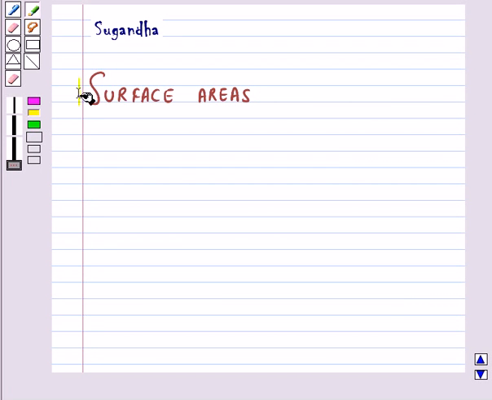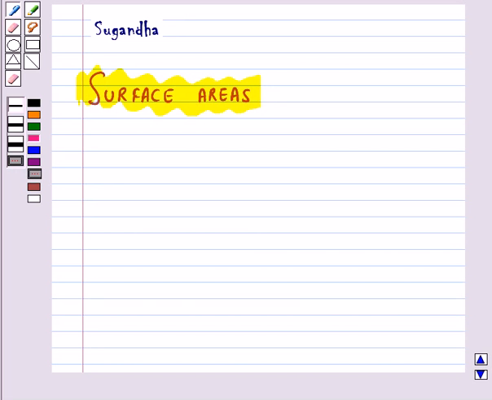In this session, we will discuss surface areas. Let's try and find out the surface areas of some solids like cuboid, cube, cylinders, cones and spheres.